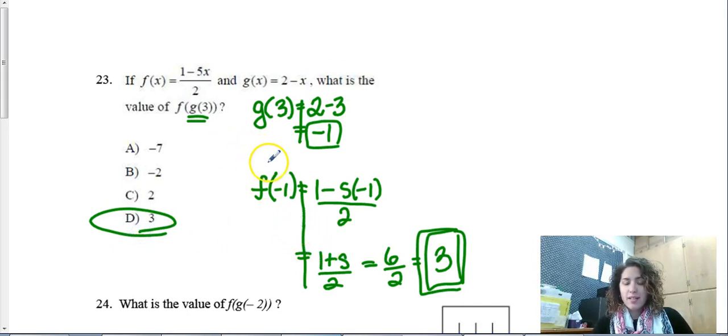So we have done examples just like this, and this is an actual legit SAT question that you can use your composition skills to get right on the SAT.